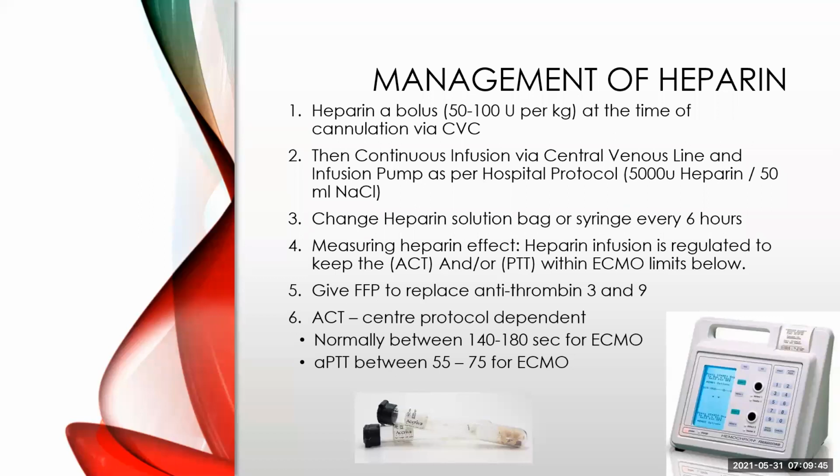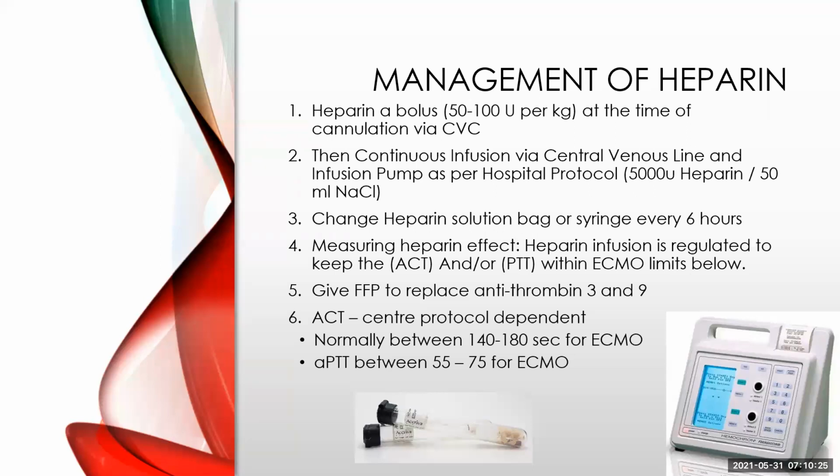So you'll have to look at your patient to see what his needs are, and if you go into a bleeding situation, be sure that you adjust your heparin. And also we need to give FFPs to replace the antithrombin 3 and 9, as I've said. Otherwise, you are definitely going to go into a bleeding situation. So you will decide on your ACT levels according to your patients, and there I've said it again. The PTTs we will keep between 55 and 75 for ECMO purposes.